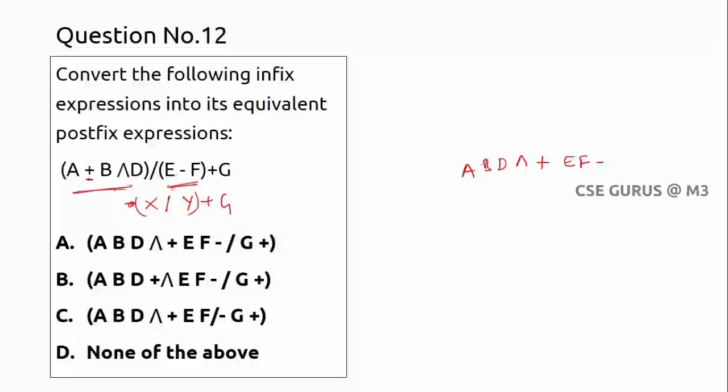So X means this entire part, right? So Y means this entire part. Now division will come, and finally this G, so G followed by plus. So I think this is our answer, right? ABD cap plus like this, F minus slash G plus. I think our option A is the correct answer.